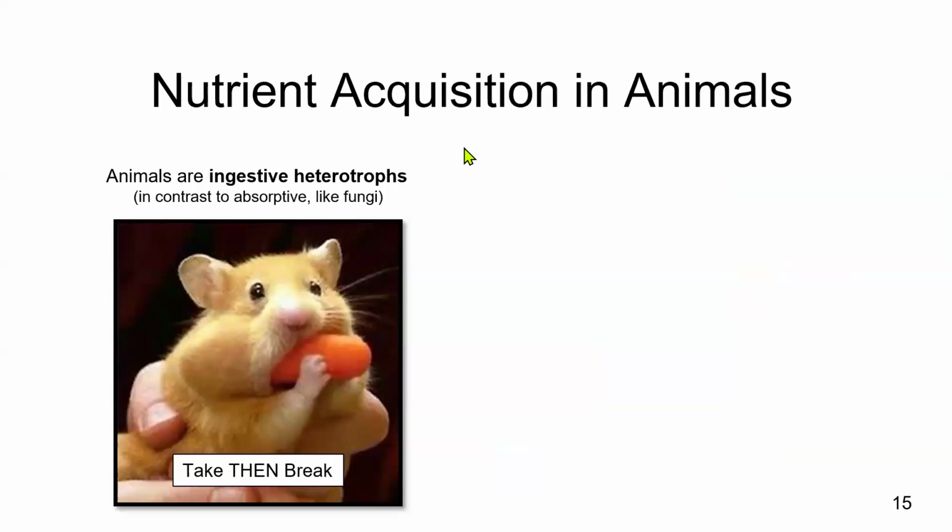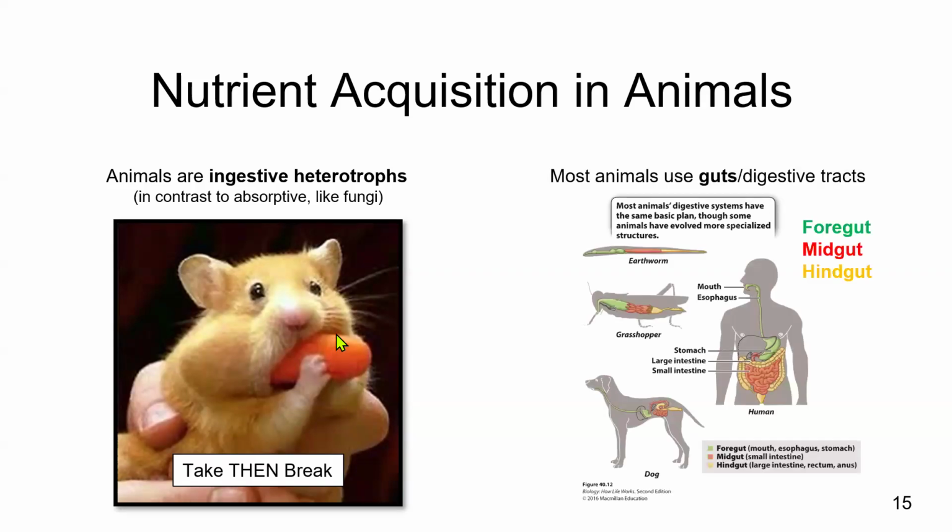And when we talk about nutrient acquisition in animals, as we mentioned before, animals are what are known as ingestive heterotrophs. They take things in to their digestive tracts and then break them down once they're inside their bodies. And whether you look at an earthworm, a grasshopper, a human, or a dog, all of these things are animals, and all of these things have the same major layout of their guts or digestive tracts, where they have what's called a foregut, like you see in green in each of these animals, a midgut, like you see highlighted in reddish pink, and a hindgut, like you see highlighted in yellow.